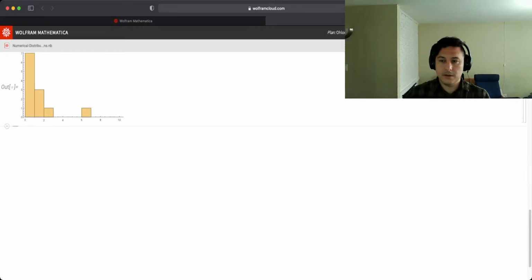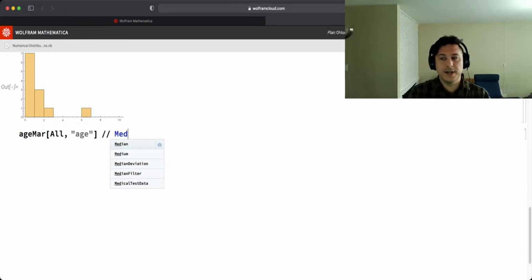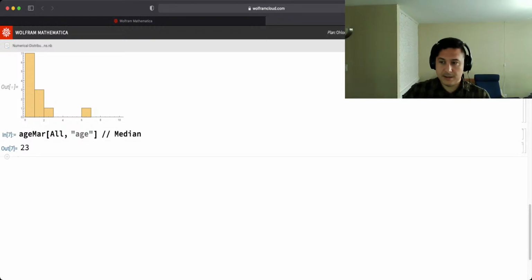So I want to calculate, I'm going to take my age mar data, I want all the rows, and I want the age variable. And I'll put // and I want to know the median. So apparently, the typical age at which women get married is, because we are using the median, 23.